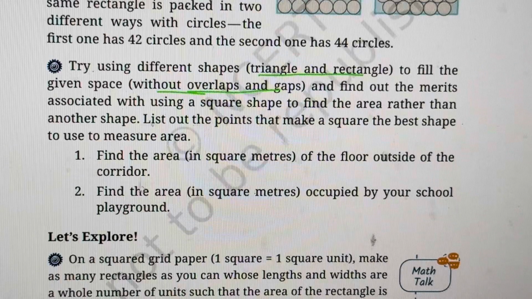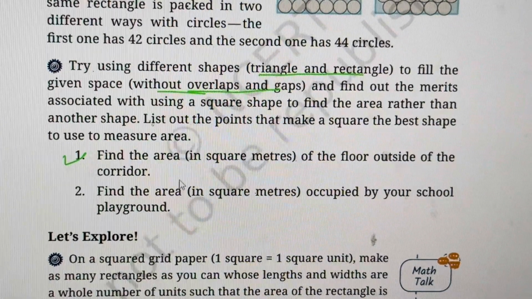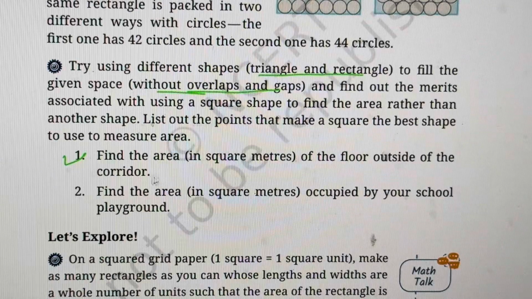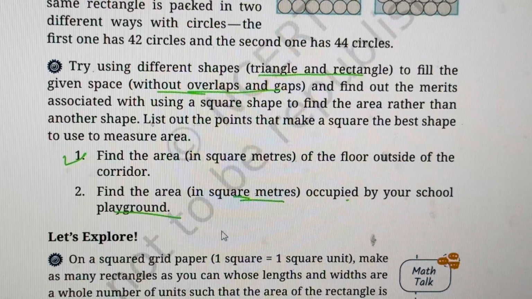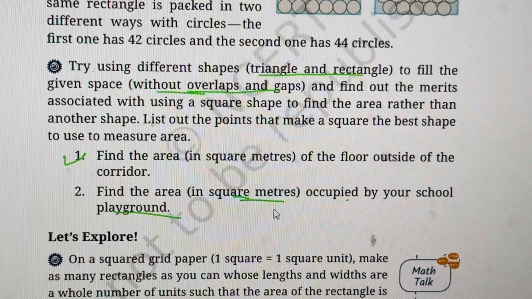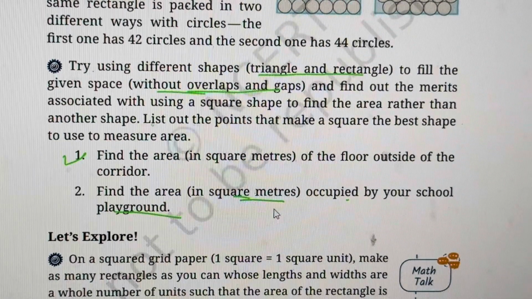Now they have asked, this is a question which you can try yourself. Find the area in square meters of the floor outside of the corridor. So either your school corridor or maybe outside your house you can find out. And also find out the area in square meters occupied by your school playground. Right? So first you can try finding out yourself and then ask your teachers and confirm whether you are correct or not. Right?